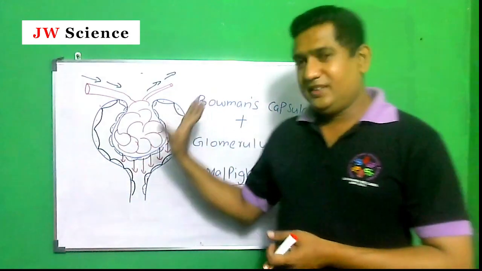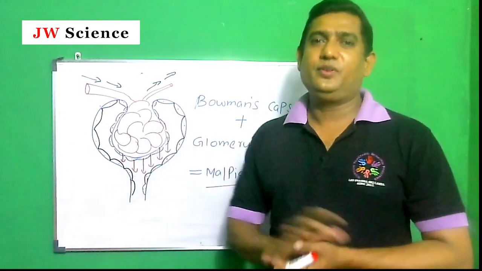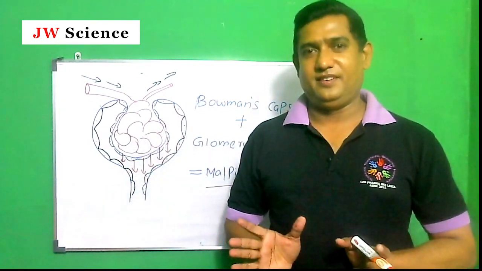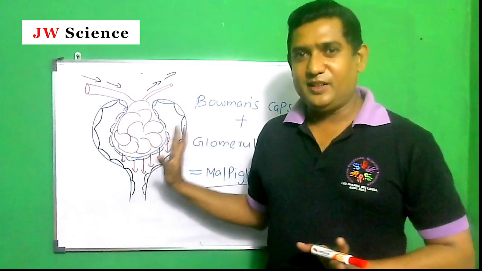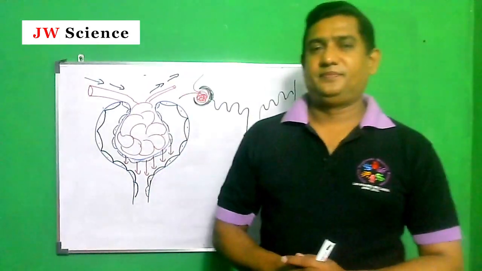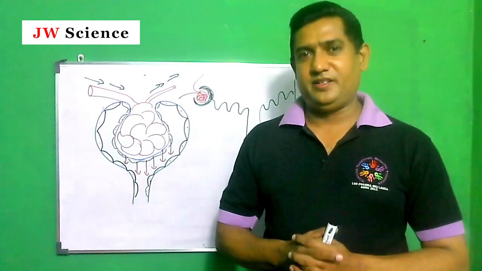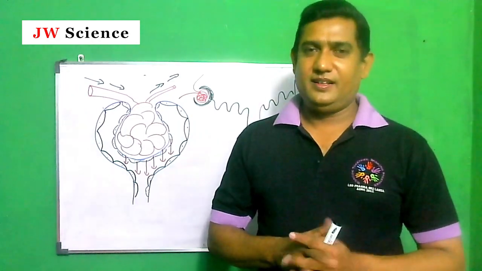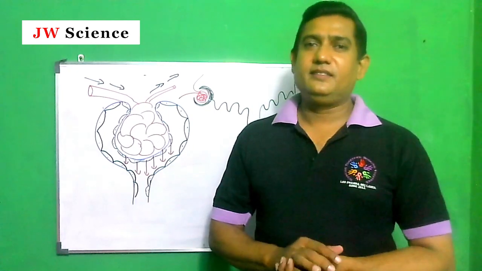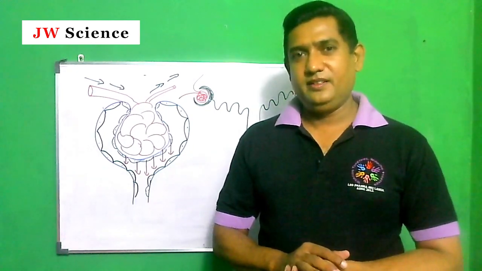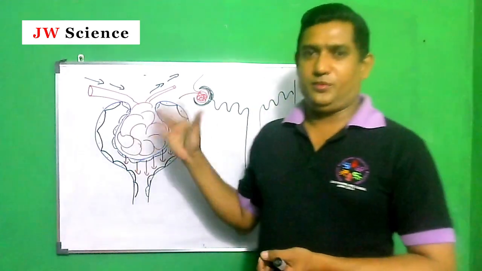Right. So this is basically the first step of urine formation, ultrafiltration. Hope this is very clear to you. Okay, now you are very clear about the first step of urine formation, which is ultrafiltration. Now we move into the second step of urine formation, that is selective reabsorption.